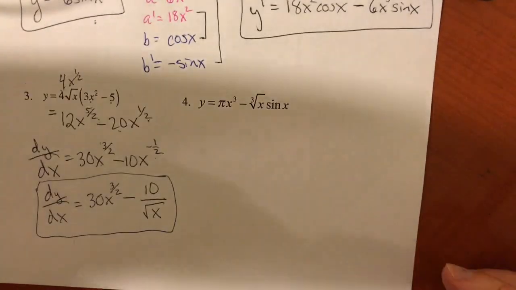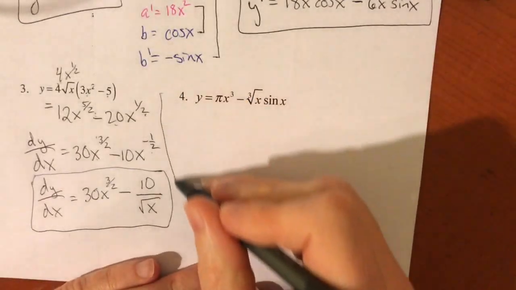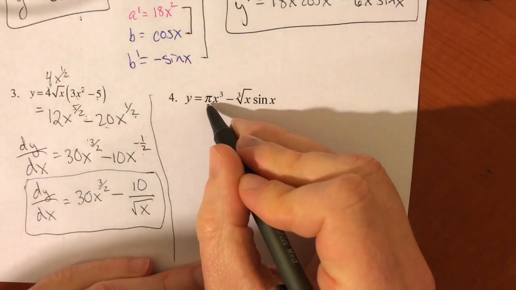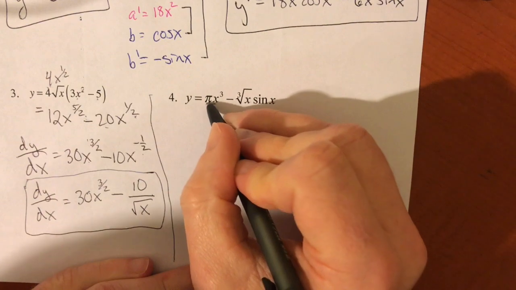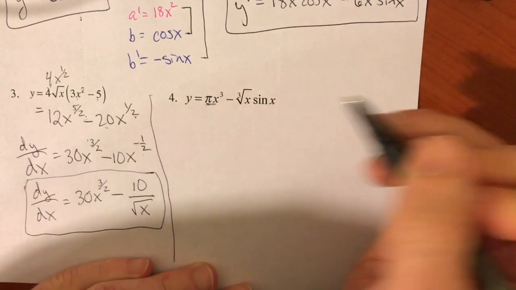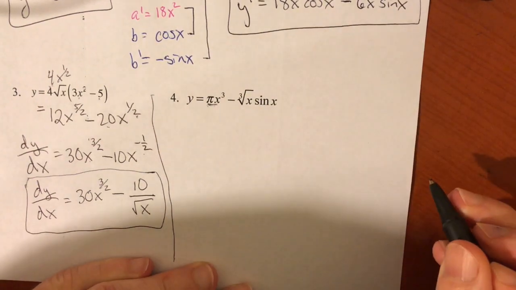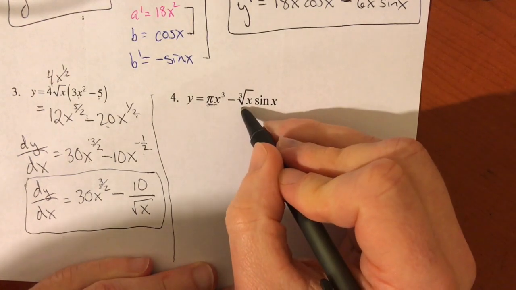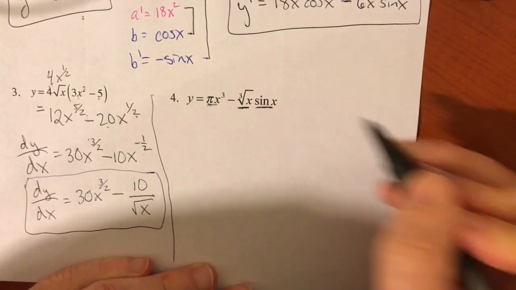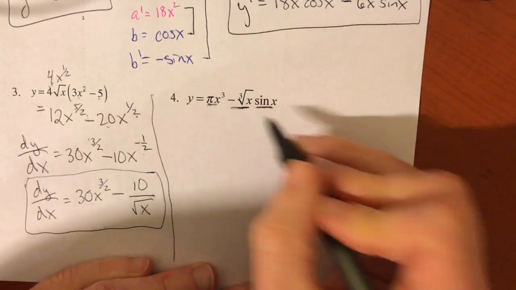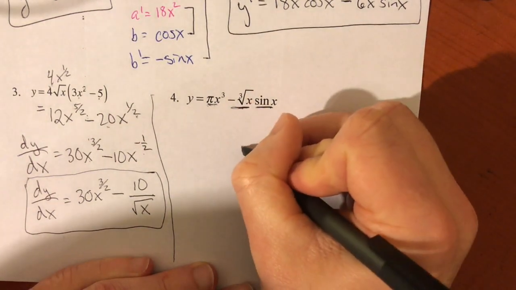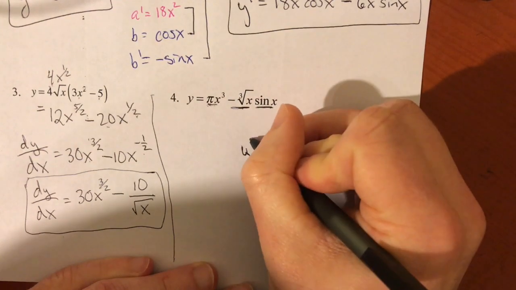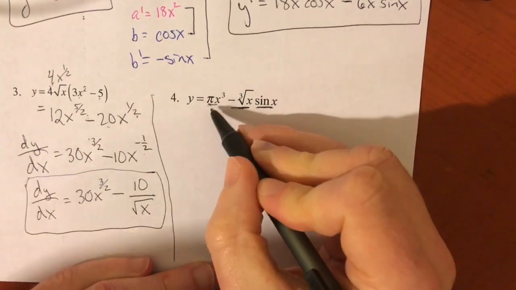Number 4 here, this is y equals pi x cubed. Now, do I need the product rule for that? No. Pi is just a constant. It's an irrational constant, but it's just a constant. This, however, I do need the product rule for this portion of the derivative. So this is one where it's just good to be organized and stay on top of things, not get overwhelmed, and go one at a time.